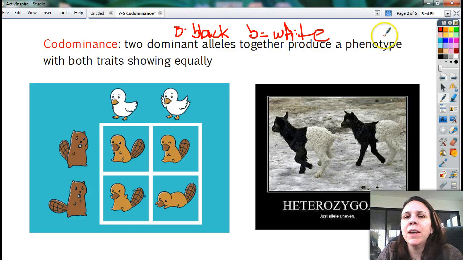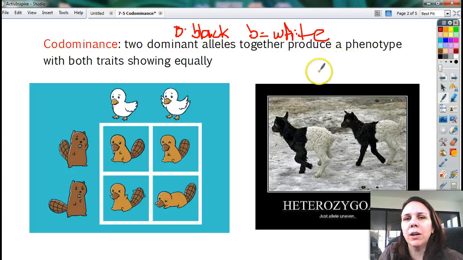So if I have a big B which represents black and a little b which represents white, if these goats were showing complete dominance, big B would be black, big B little b would be black, and two little b's would be white. So there's only two choices, a black and a white goat. If this were showing incomplete dominance, big B would be a black goat, big B little b would be a gray goat, and little b would be a white goat.